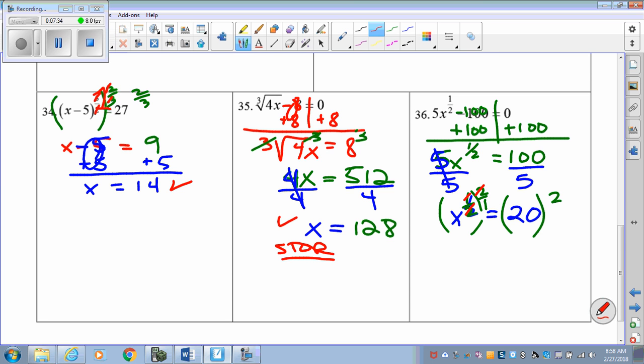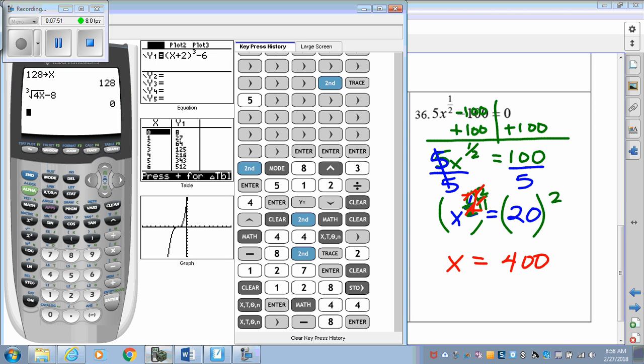Okay. And then now, again, if I have a fraction for an exponent, I would just take it to the reciprocal. So the reciprocal of 1 over 2 is 2 over 1, right? It's 2. And those cancel out, so that's 1. So x to the first power is just x. And then 20 squared is 400. All right, and then I could check my answer. Again, that's a really big answer, so it'll be off my chart. It'd be better to check it with store.